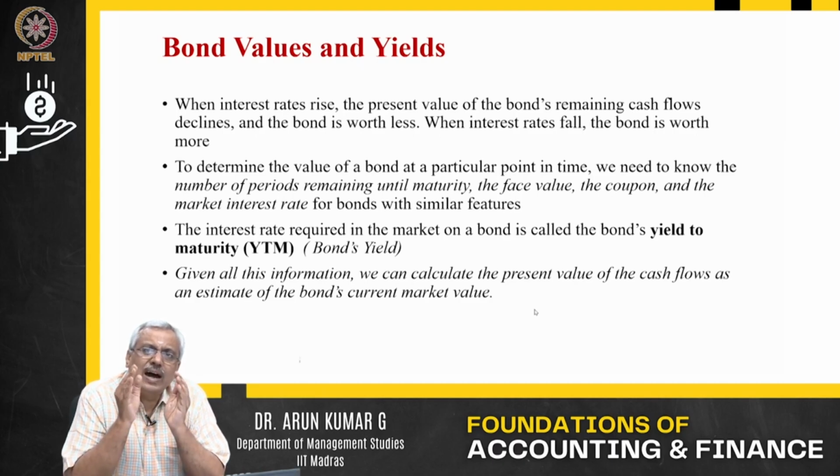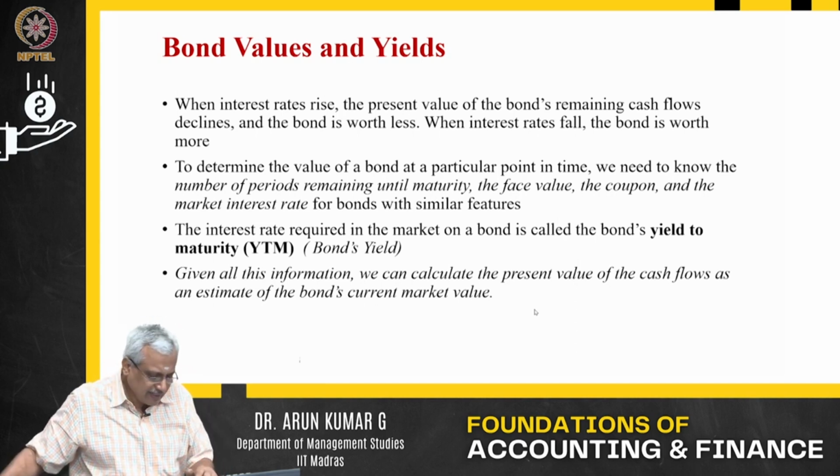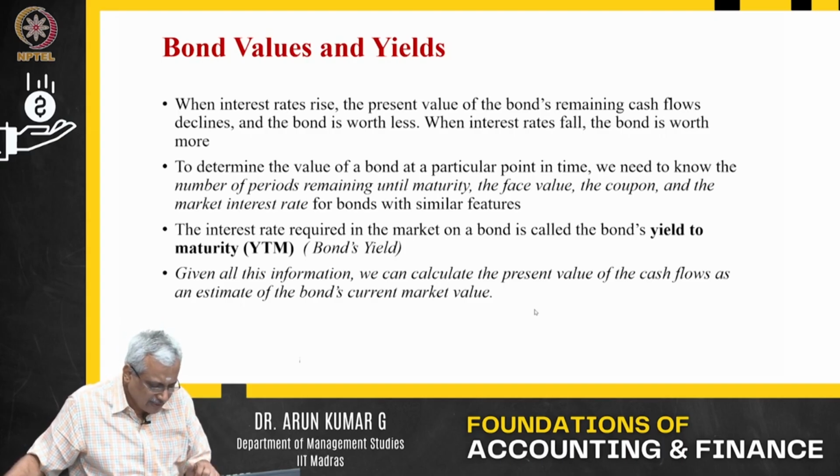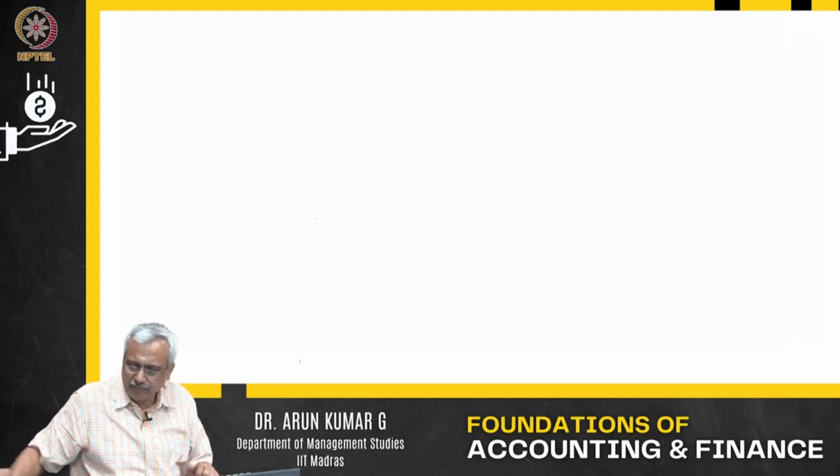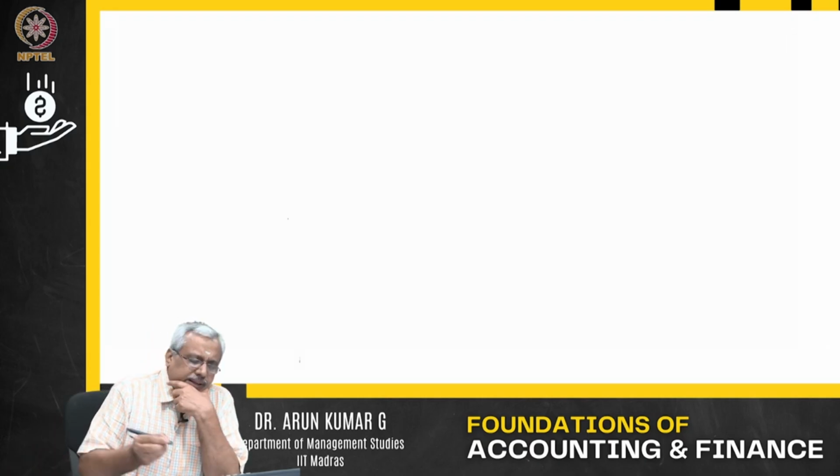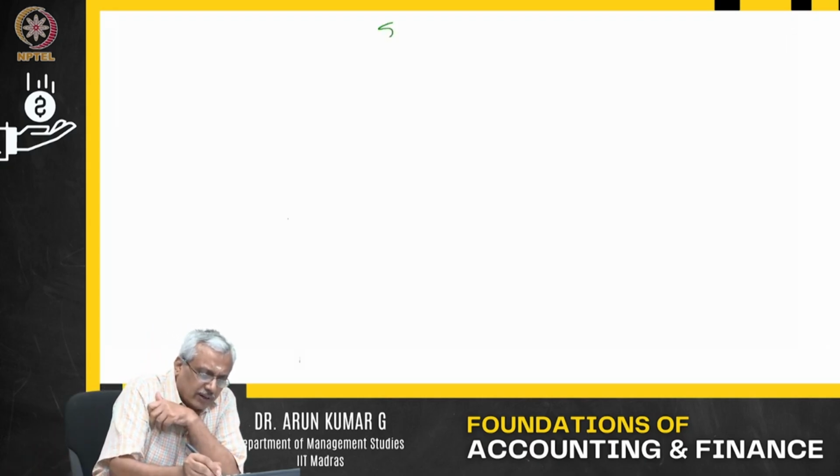Bonds and interest rates are related. That is, market interest rates are expected to matter. Now, let us take bond values and yields. Let us take some small examples and see if we can explain it better. Suppose somebody comes up with what we call a 5-year bond.